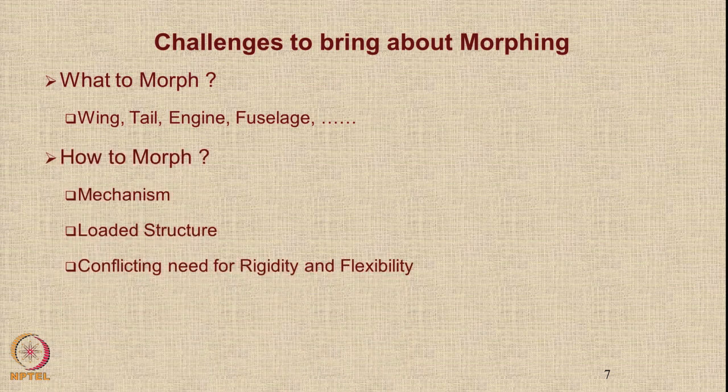Okay, let us say we decided that we have to morph the tail. Then the next question is, how do you morph? Do you morph using a mechanism? Do you morph by having a loaded structure in which the loads themselves cause the deflection? And when we do this, there are conflicting needs for rigidity and flexibility. From the point of view of rigidity, we want the aircraft to not have any flexible parts or parts which can be easily deformed, but from the point of view of flexibility we need to have parts which can be easily deformed. So, there is a conflicting requirement for rigidity from the structural point of view and flexibility from the morphing point of view.